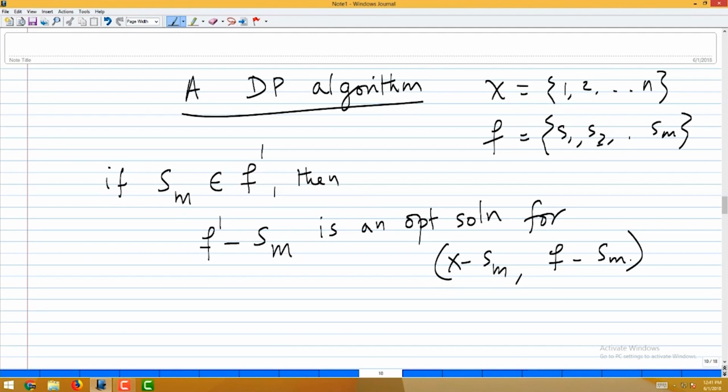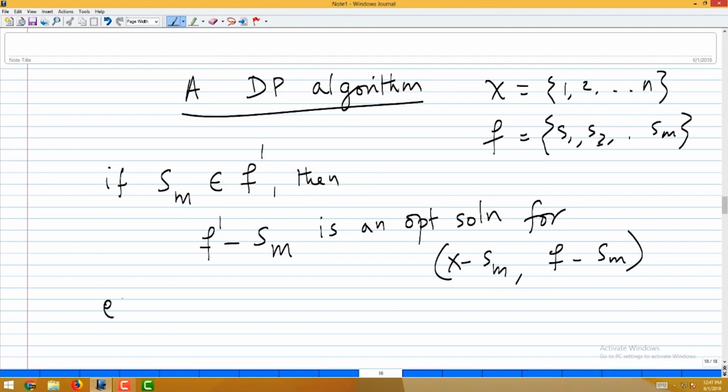Sm is covering some set of elements. So, I remove it from my universe and I go to the remaining thing. I want my remaining family to cover the remaining elements optimally, right, clearly. So, in my F prime, the remaining sets are the optimum number of sets that cover the remaining universe from S1 to Sm minus 1.